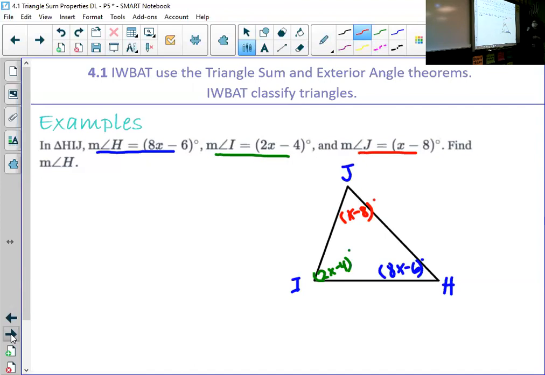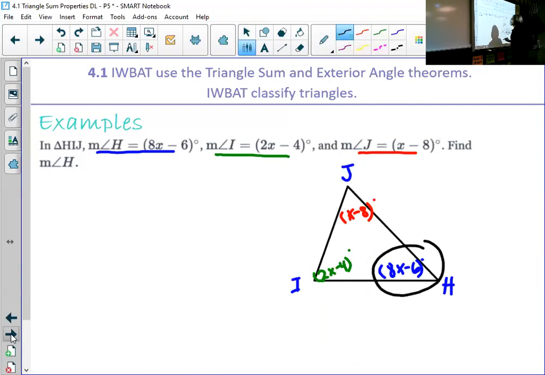Now, some of you might be able to even solve this without drawing a triangle. But make sure that you're able to label a triangle, because on the test, sometimes we like you to drag and drop to label things. So just get used to doing it sometimes so that you are familiar with which algebraic expression goes with which angle. They want us to find the measure of angle H. So when we're done, they want to know what is this angle right here.